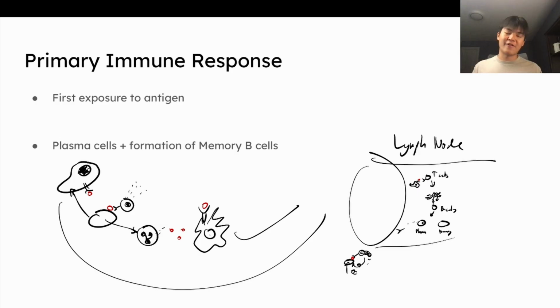Remember, this is a very, very fast recap. It's okay if it's too fast. What's important is that we formed a memory B cell that has these receptors for that specific antigen. That is very important. Now this memory B cell is just going to be chilling out in the bloodstream, circulating. He's just chilling.